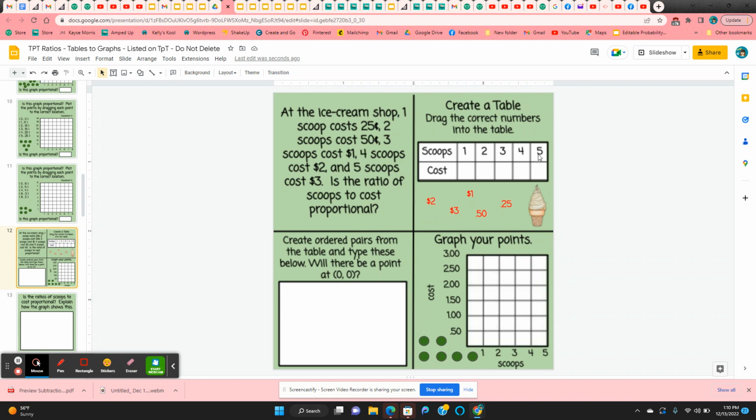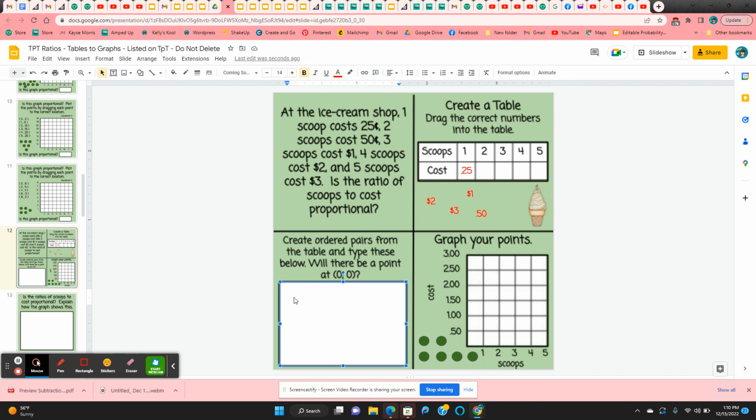So they have to first create a table, scoops to cost. All they have to do is click and hold and move them into the correct place. So 1 scoop is 25 cents, and they just move it into the correct box. Once they get the table filled out, then they've got ordered pairs.